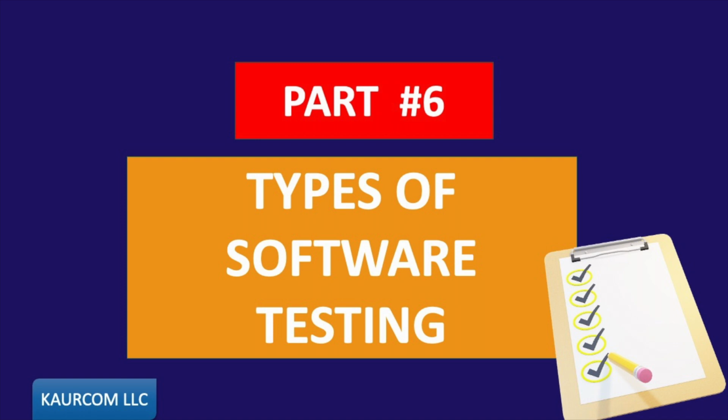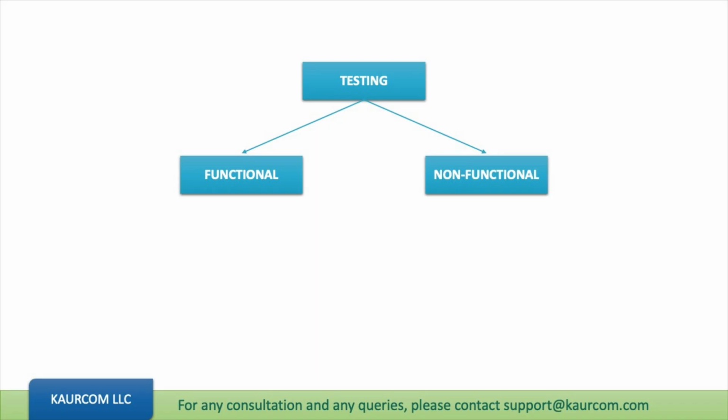In the last lesson, we learned about differences between manual and automated testing. And today, we are going to learn about major types of testing that can be performed at various stages of development. To start with, there are two broad categories, functional and non-functional testing.